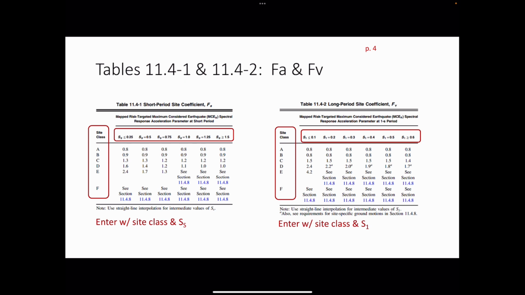If the mapped value is between one of these items that are in the table, so if you're between 0.5 and 0.75 for SS, for example, you still use this table, just interpolate linearly between the values. So if you were site class B, you wouldn't have to do anything because it's the same value across those columns. But if you were site class D, you would have to use a value somewhere between 1.4 and 1.2 according to wherever you were between 0.5 and 0.75 on SS. So in the text excerpt, there's a little footnote that explains linear interpolation in case you need a refresher. So you can look to that if you need to.